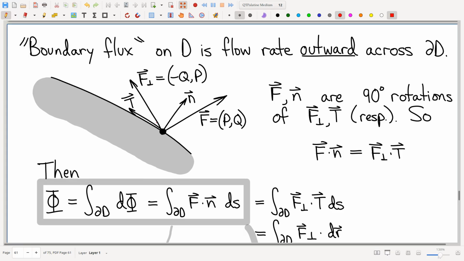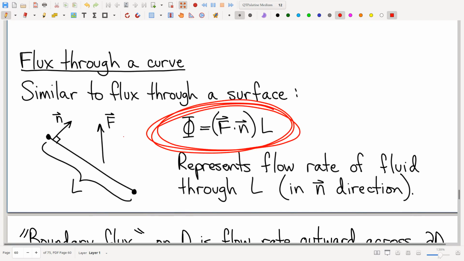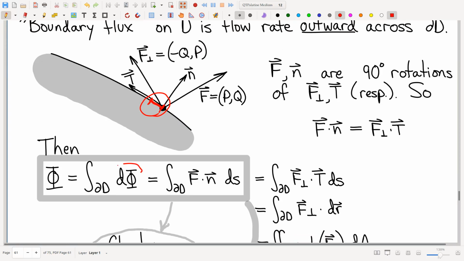All right, well, if I'm looking at a little piece of line segment like this, it is approximately a straight line, so we can use this formula. F dot n times the length of that piece. So it's easy to write this as this. So far, so good. Everybody with me? Okay.